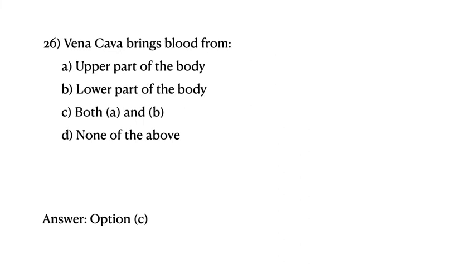Question number 26. Vena cava brings blood from option A, upper parts of the body, option B, lower part of the body, option C, both A and B, option D, none of the above. Now children, we have already discussed it. Vena cava is the main vein which brings deoxygenated blood from the upper part of the body as well as the lower part of the body. So here option C is the correct answer, that is both A and B.